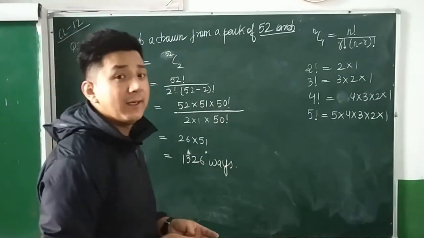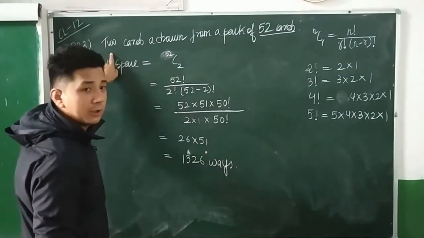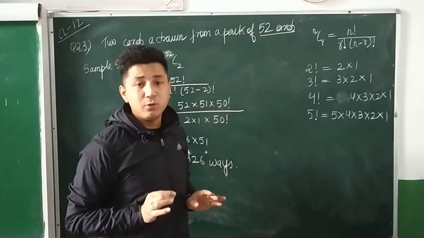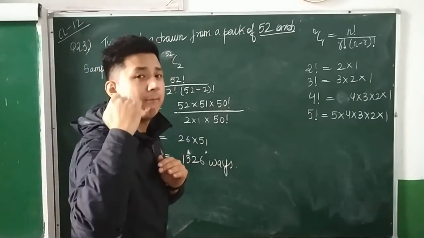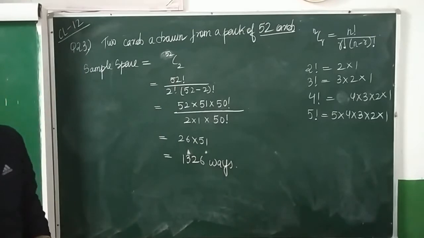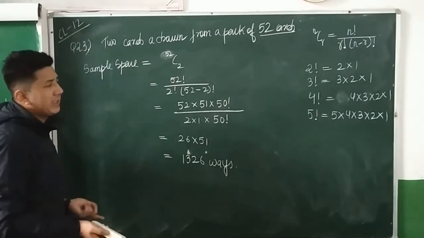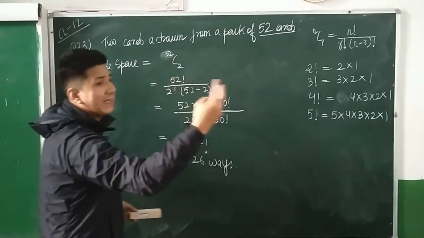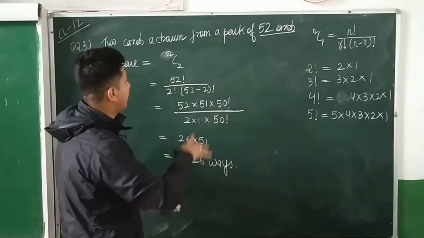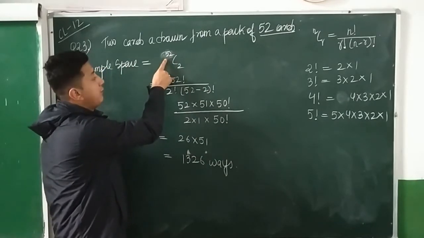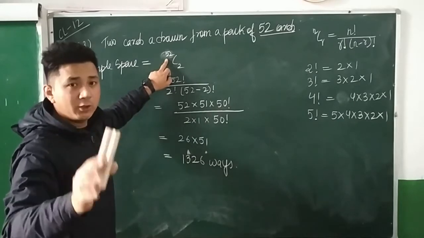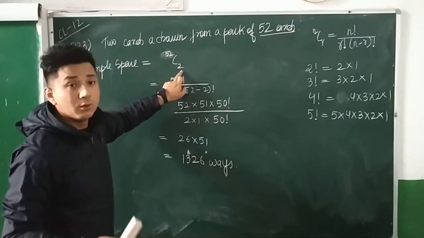So the best way to find this: here, 2 cards are drawn from a pack of 52 playing cards. This is the experiment going on. So what will be my sample space? Or you can also take it as the number of different ways I can take out 2 cards from 52 playing cards. That is 52C, where 52 is the total number of cards, and how many cards are we drawing? 2. So 52C2. Understand my point?